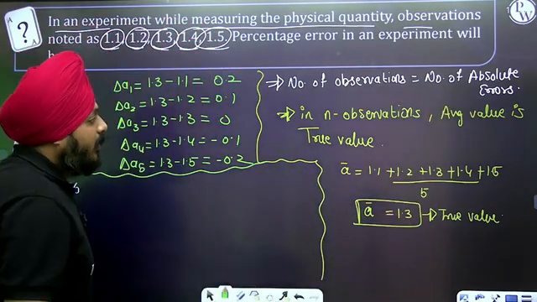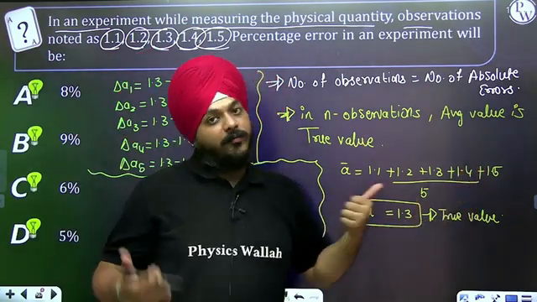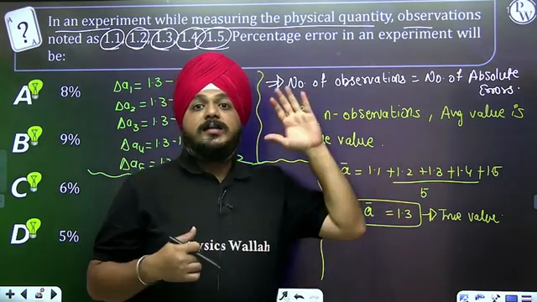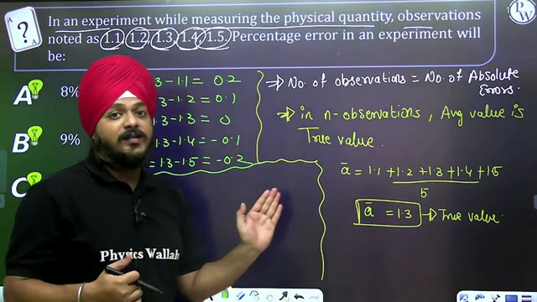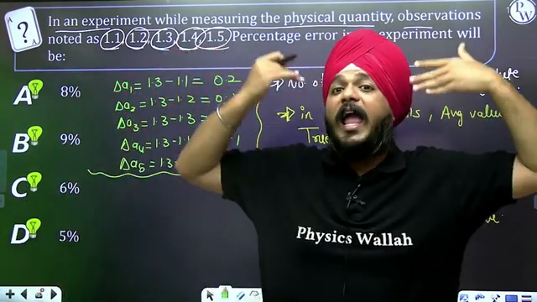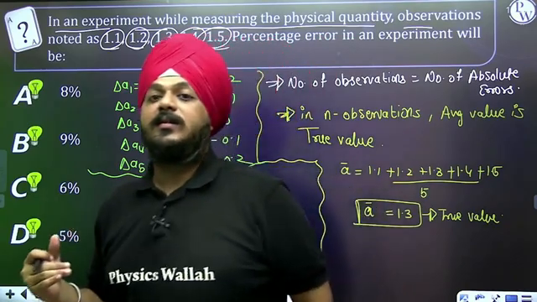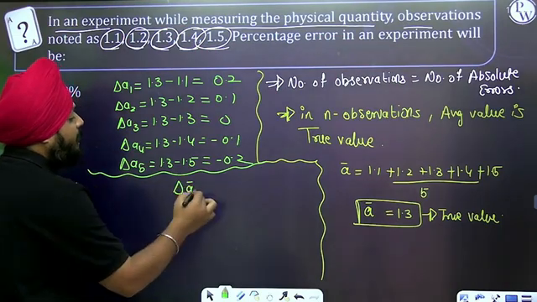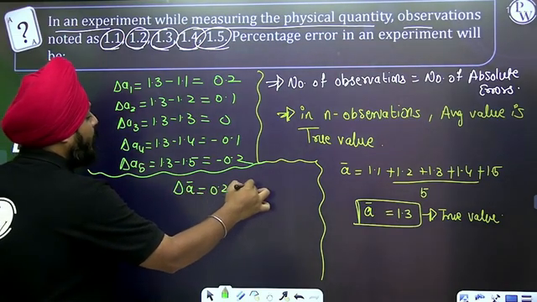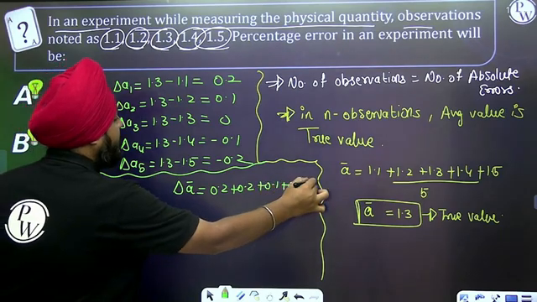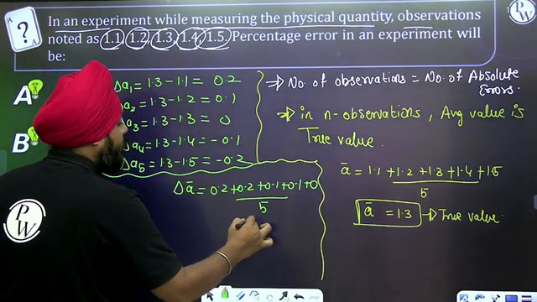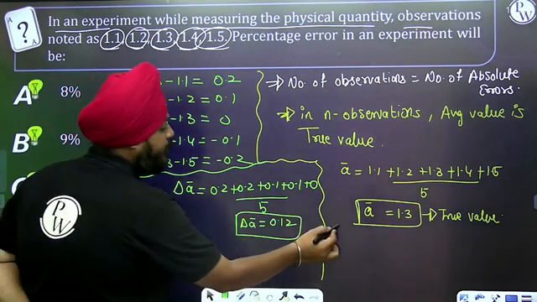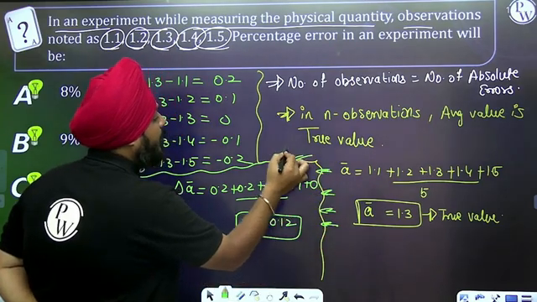Just as we had five observations but were not aware of the true value, so we took the mean and reached the true value. Similarly, we have five absolute errors but are not aware of the actual absolute error. So again we need to take the mean value: 0.2, 0.2, 0.1, 0.1 plus 0, whole divided by 5. So delta A bar comes out as 0.12.